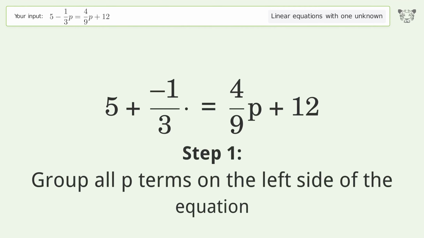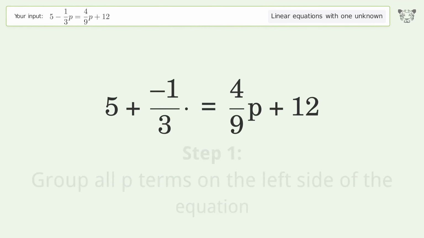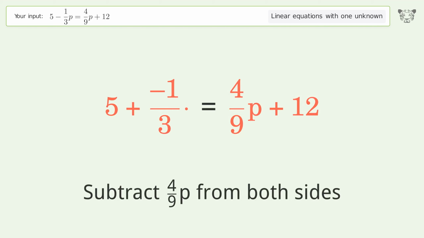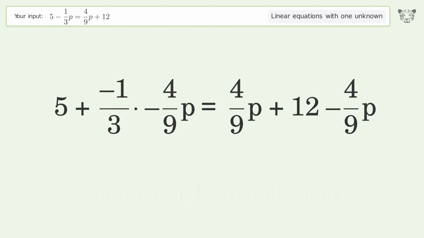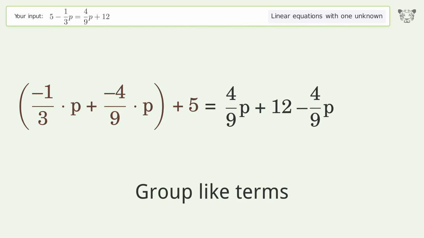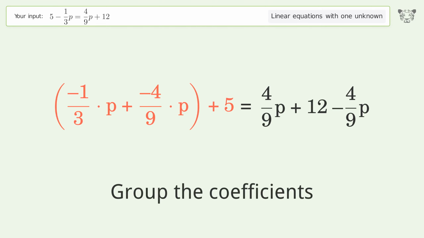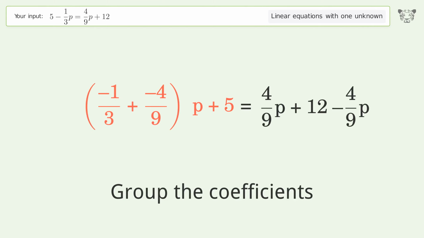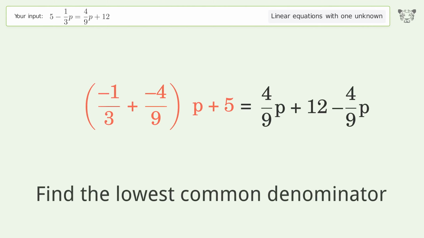Group all p terms on the left side of the equation. Subtract 4 over 9p from both sides. Group like terms. Group the coefficients. Find the lowest common denominator.